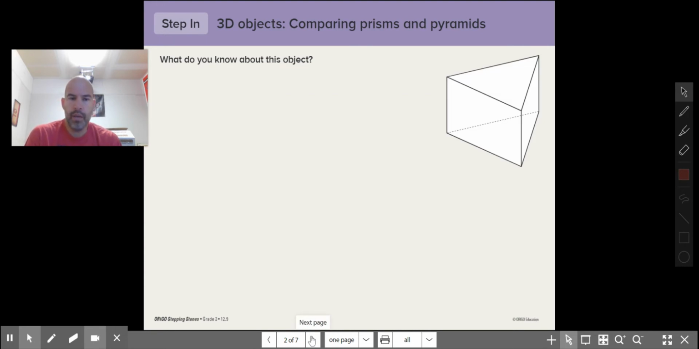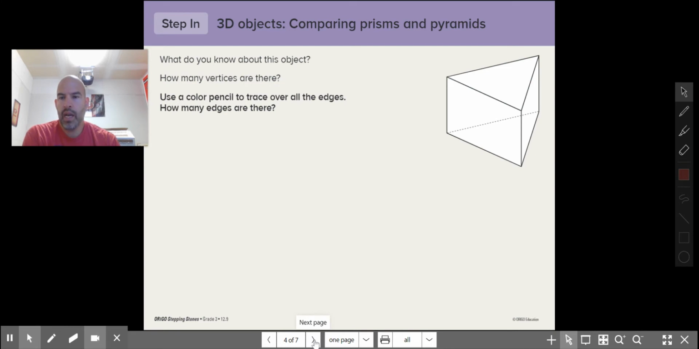What do you know about this object? Look at this carefully and think about some things you know about it. Would this be a prism? Yes, it would be a prism. It has faces, has edges, has vertices, the plural of vertex. How many vertices are there? Let's count them. 1, 2, 3, 4, 5, 6.